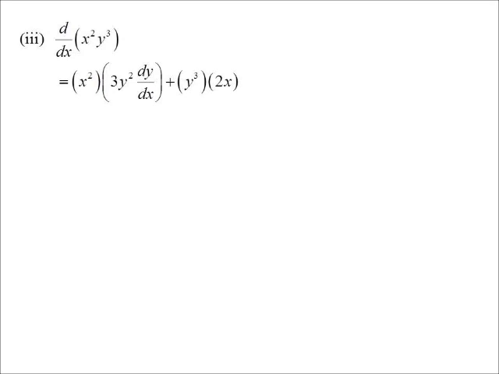So differentiate y cubed, I get 3y squared times dy/dx. Plus, write down the second, y cubed. Diff the first, I get 2x. And so that would be my derivative of x squared y cubed: 3x squared y squared times dy/dx plus 2x y cubed. It's a strange looking derivative, but that's what it is.